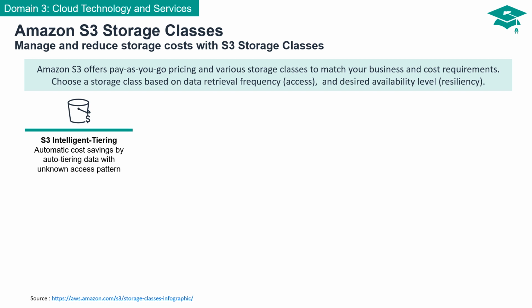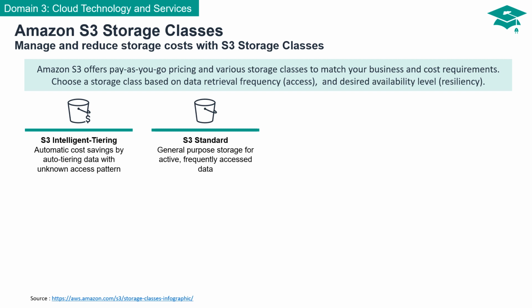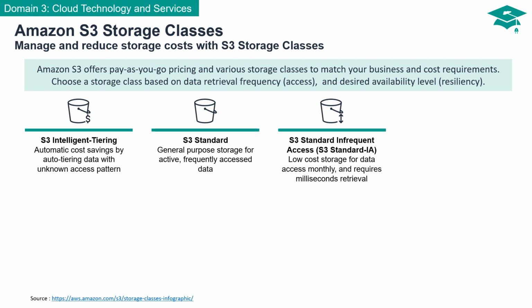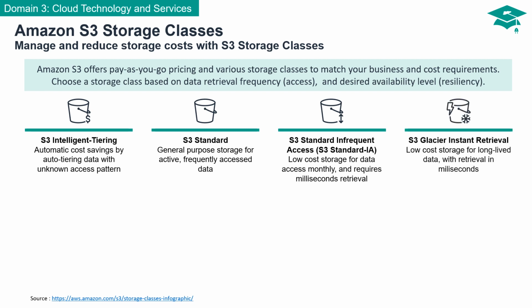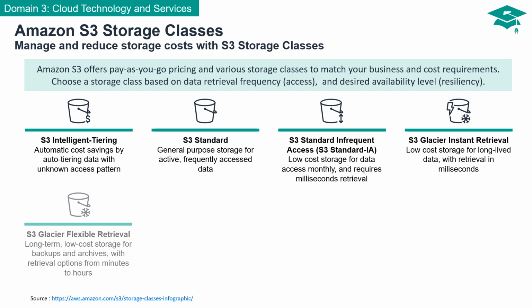changing access patterns. S3 Standard for general purpose storage for active, frequently accessed data. S3 Standard-Infrequent Access is a low-cost storage for data accessed monthly, and requires millisecond retrieval. S3 Glacier Instant Retrieval is a low-cost storage for long-lived data, with retrieval in milliseconds. S3 Glacier Flexible Retrieval is a long-term, low-cost storage for backups and archives, with retrieval options from minutes to hours.